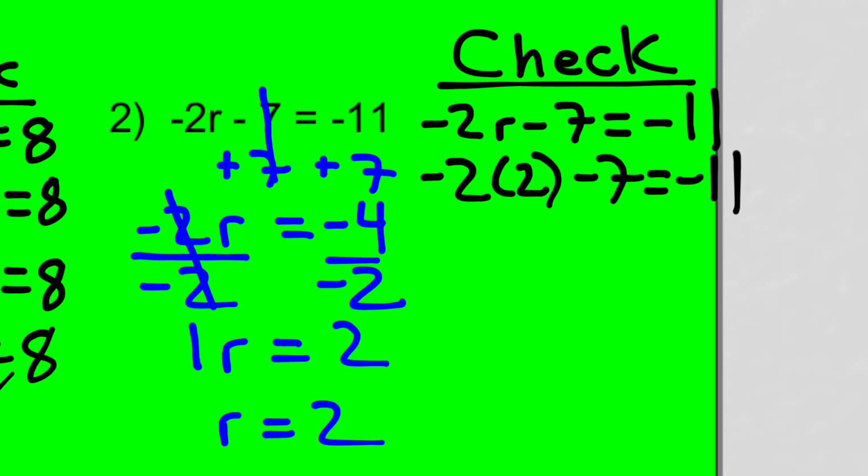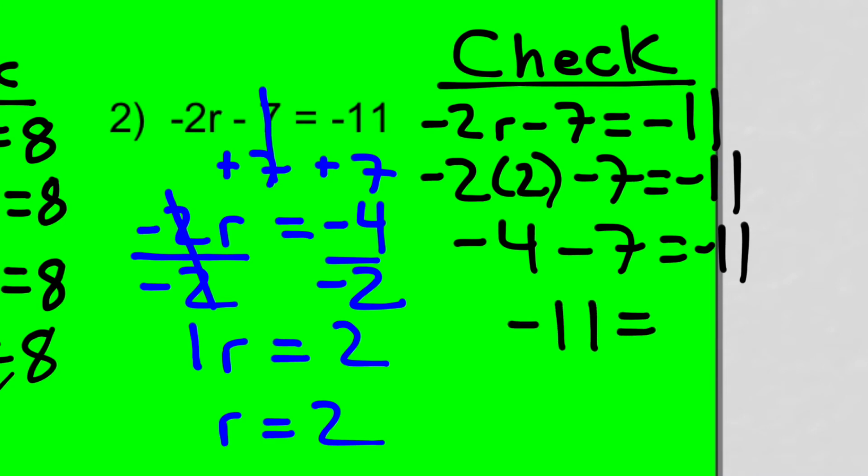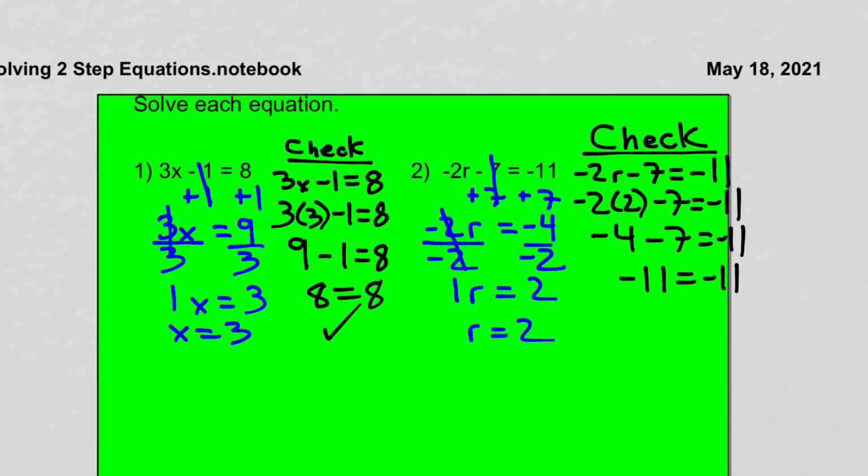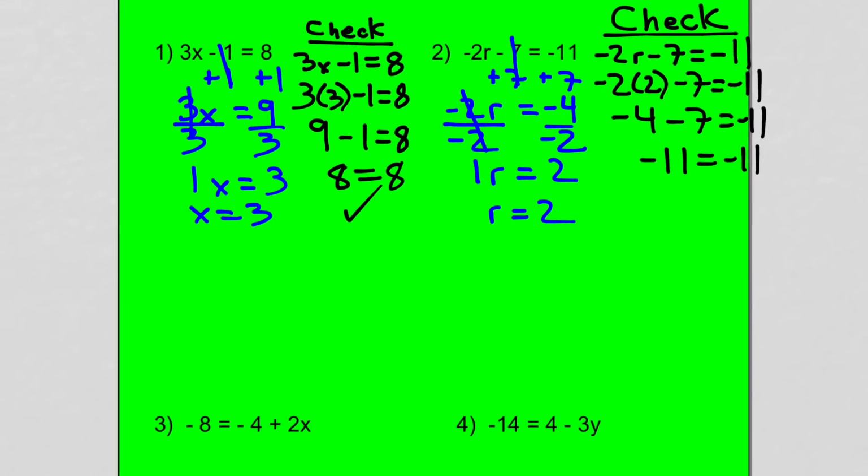Follow BEDMAS, I have to do the multiply first. Negative 2 times 2 is negative 4 minus 7 equals negative 11. And that is true, negative 4 and negative 7 equals negative 11. Both sides balance off. Let's look at some different variations on this.